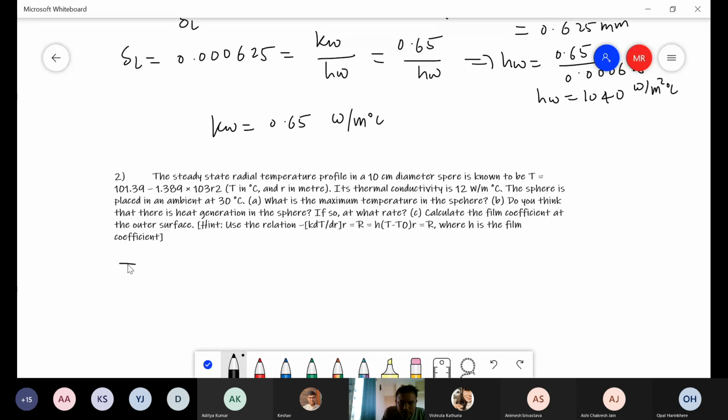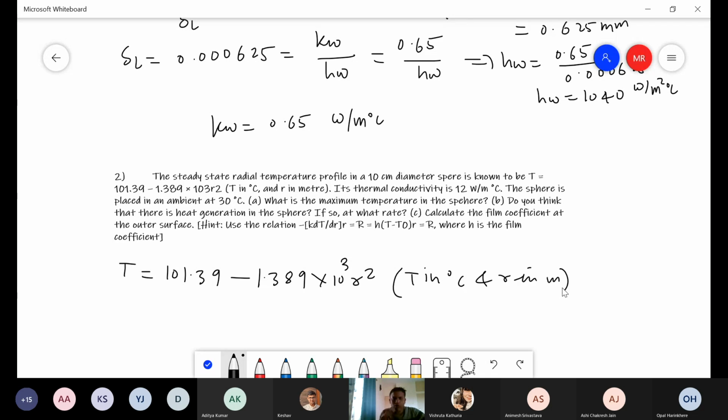So what is given is the temperature distribution along the radius for a 10 centimeter diameter sphere. Okay, so T is given as 101.39 minus 1.389 into 10 raised to the power 3 R square. This is the correct expression. Okay, and T is in degrees Celsius and R in meter. Okay, this is what is given.